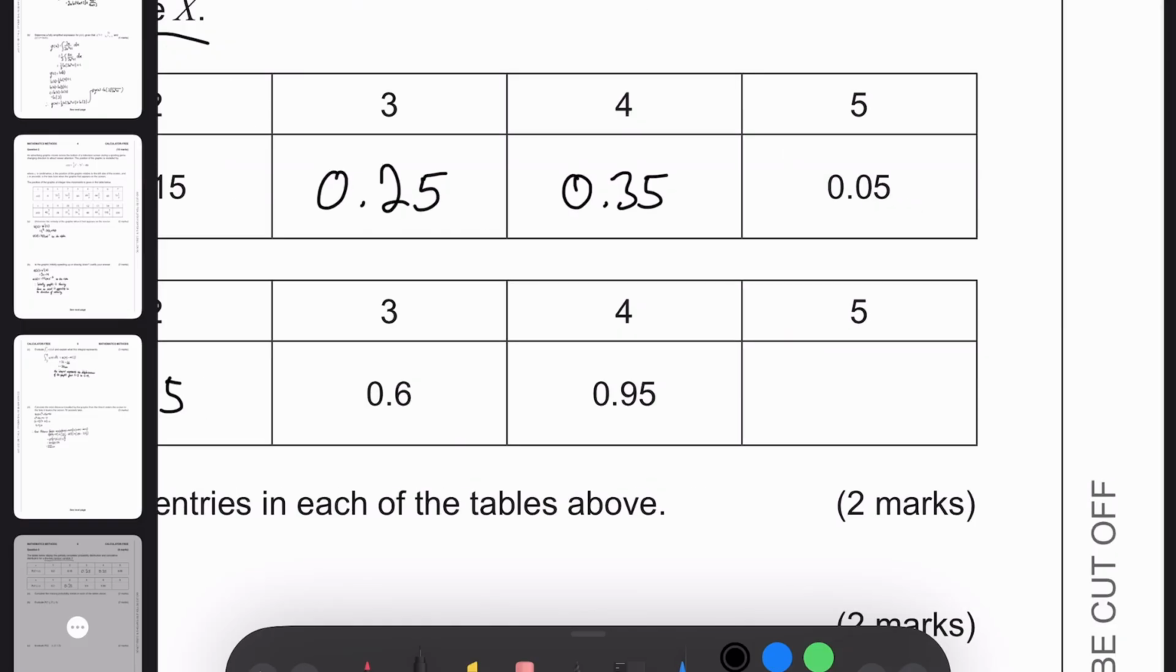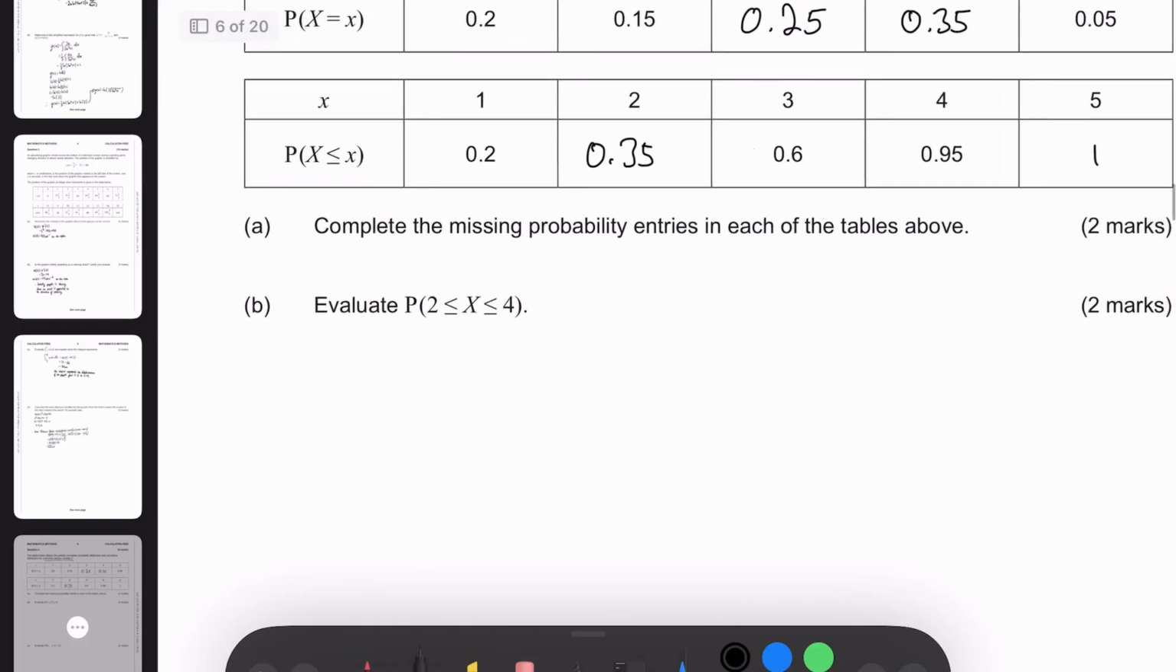And then at the very end, pretty much what we do is we just add these two together and that will give us 1. Okay, moving on to the next question.